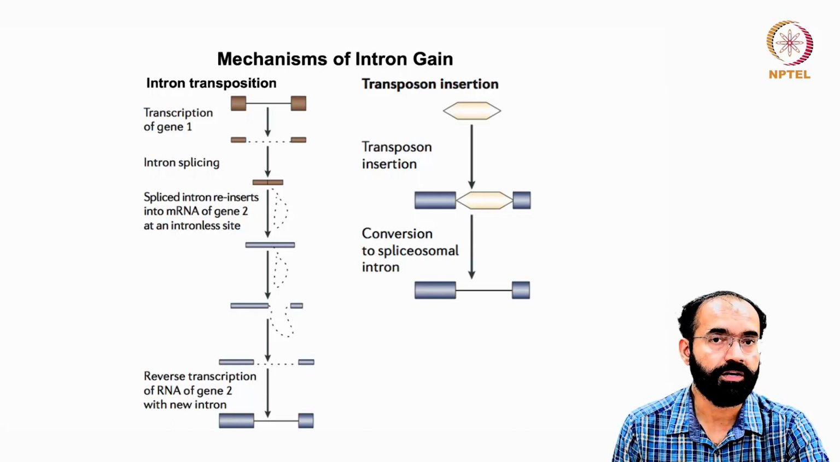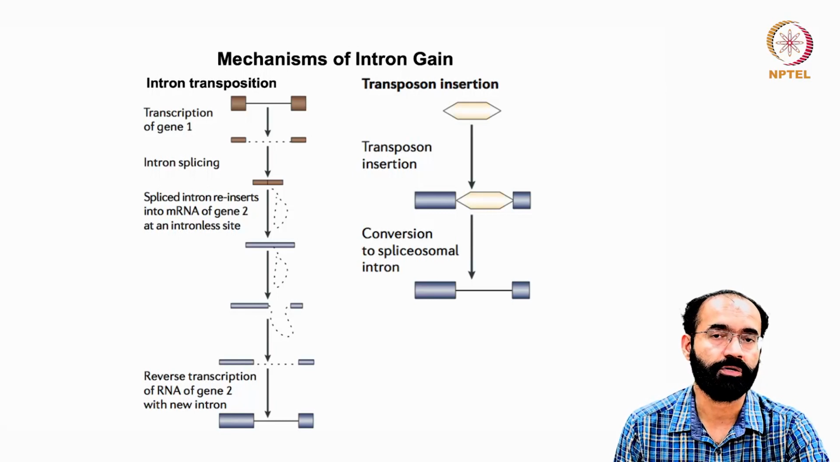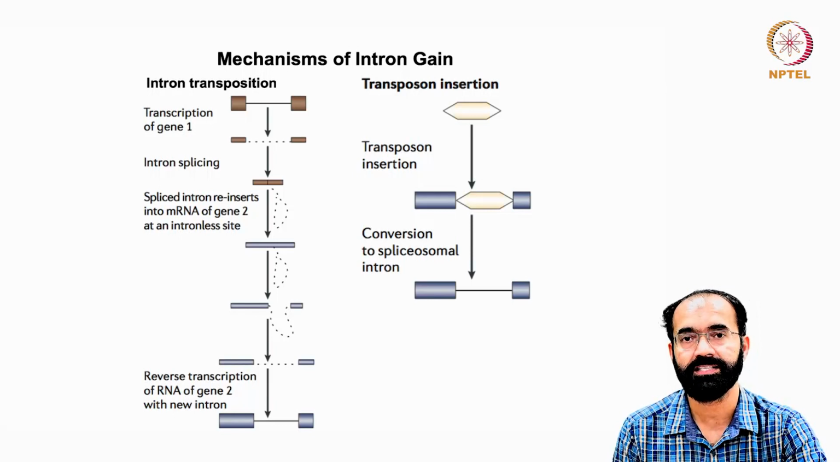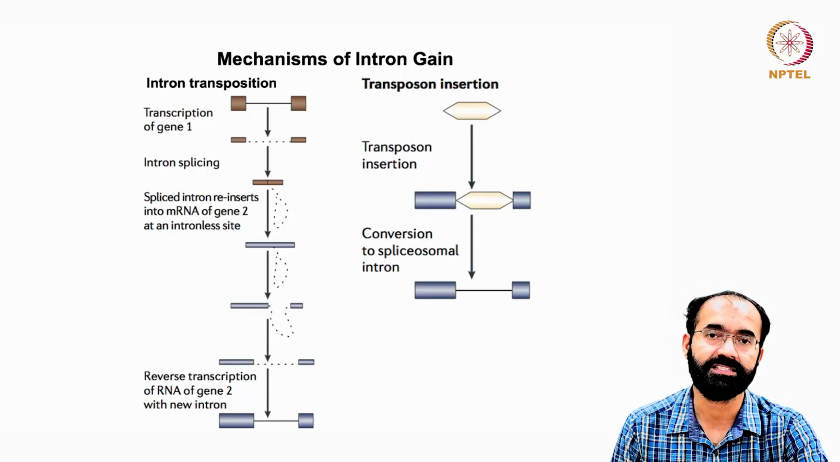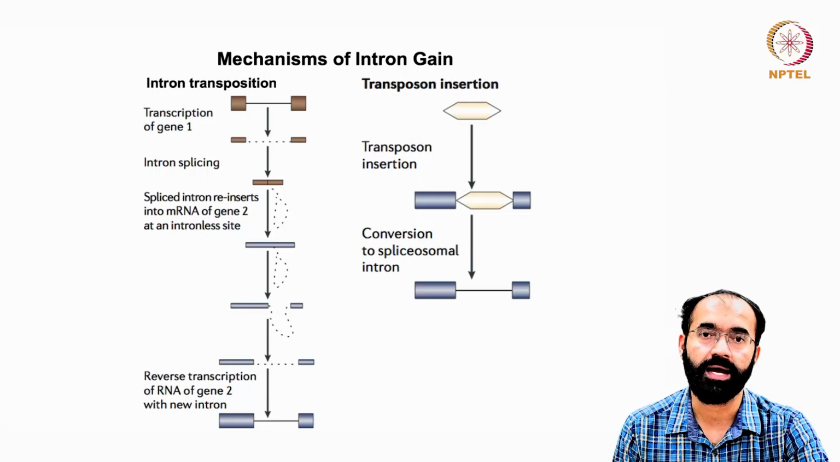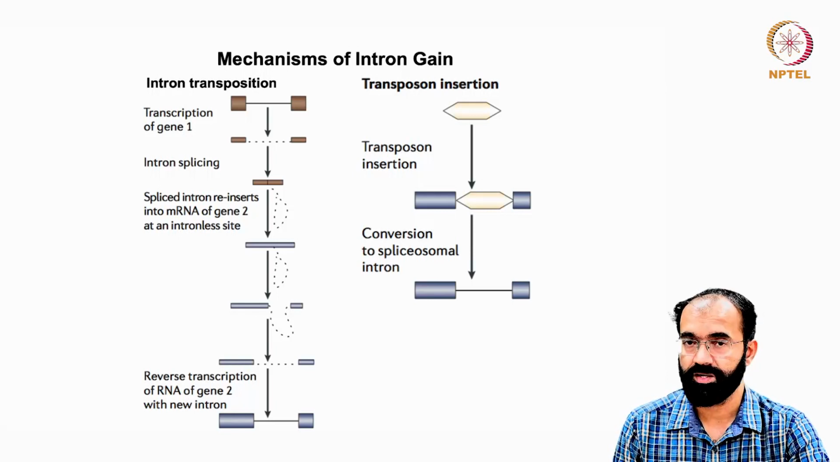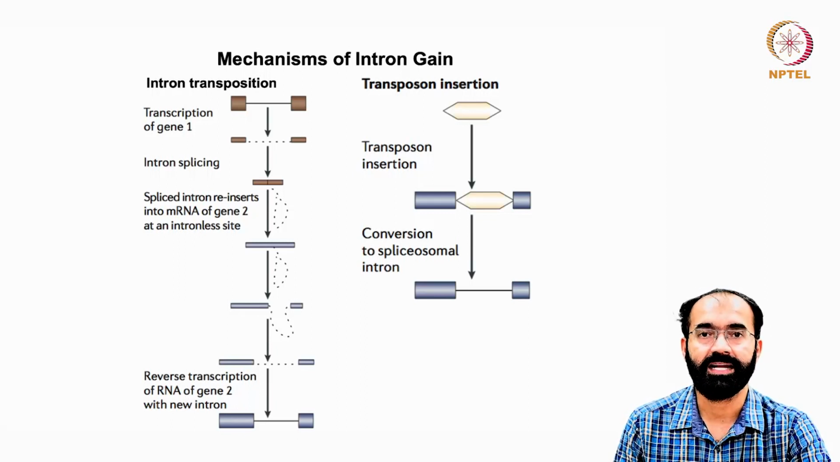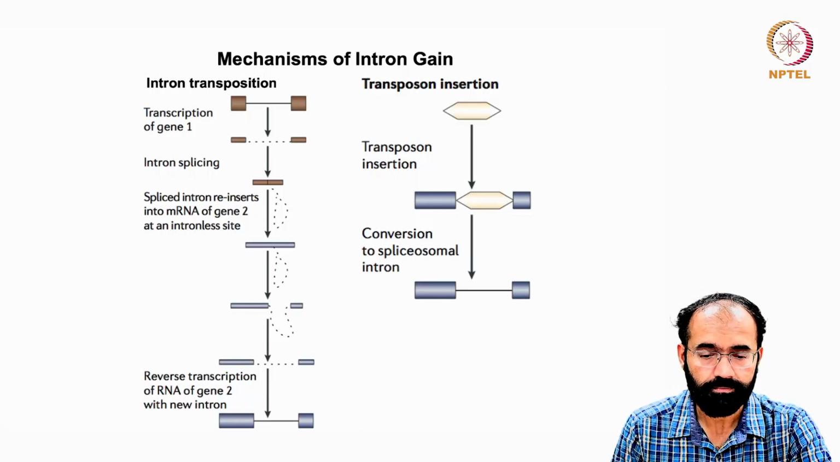But if an already spliced out intron is integrating, that is having all the features required for an intron, so that is the plus point. So here we are discussing about a spliced out intron integrating into another gene, because this intron has got all the signatures. So that is much easy and convenient to explain.